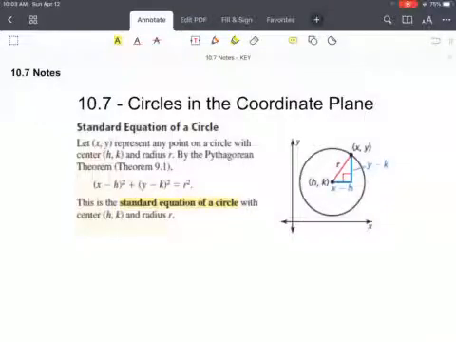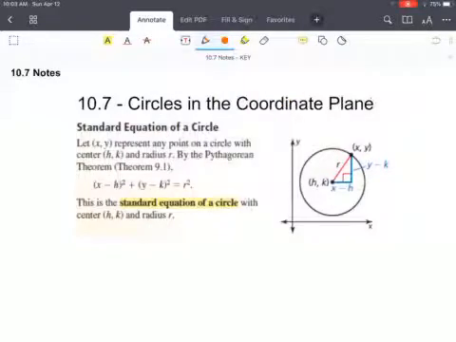All right, today we're going to talk about looking at circles in the coordinate plane, how to graph circles, how to look at a circle on a graph and write the equation, and how to turn things into the standard form equation of a circle.